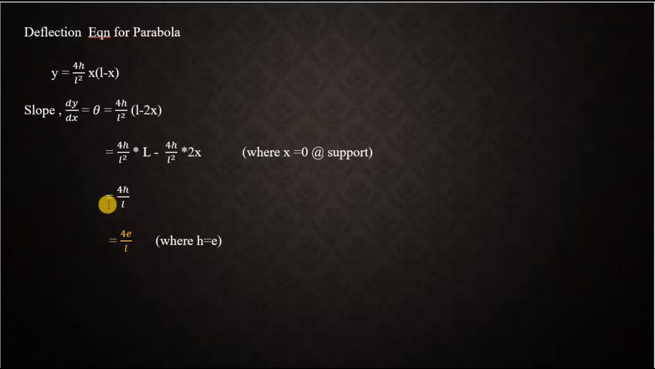After simplification, it is 4h by L. Note that x is equal to 0 at the support, so this term will not be there. The important thing here is that instead of h we should replace it with e, the eccentricity. So our value is 4e by L.